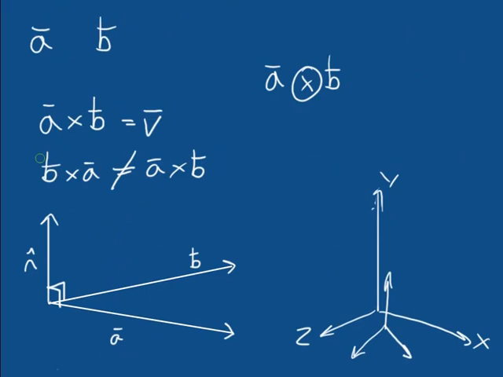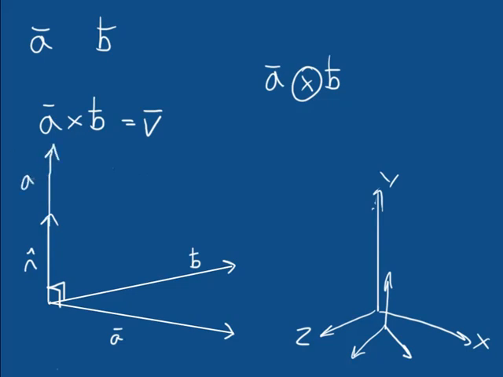If I was to return to my earlier diagram and clear a little space, so bear with me while I erase some of our workings, there we go. If I was to return to my earlier diagram, we could actually draw the result of the cross product of A cross B as something like this.